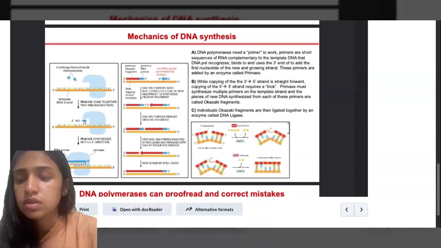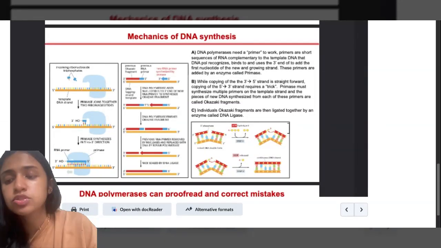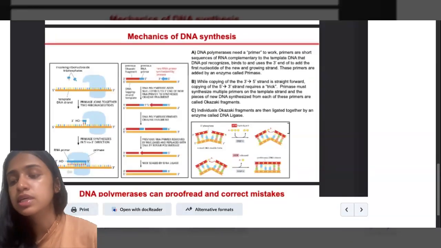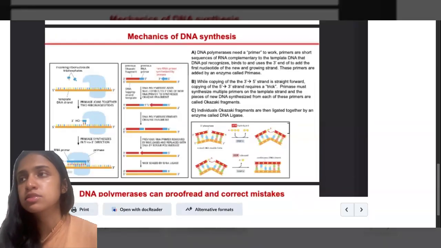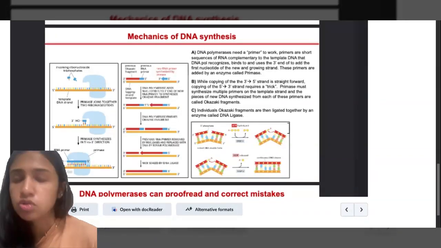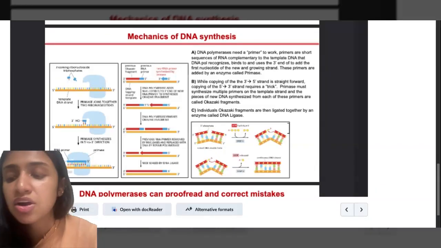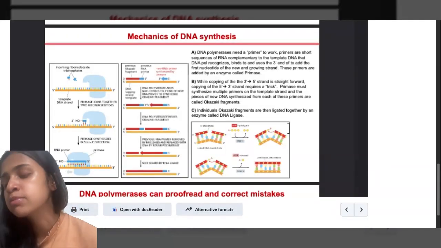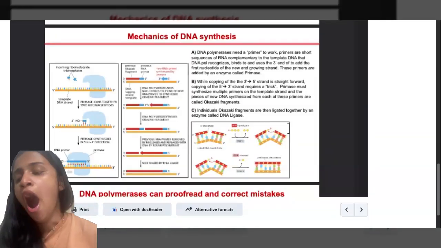So the whole lagging process summarized. You have the primase that's making the RNA primer, the DNA polymerase is making the Okazaki fragment. The RNA primer is removed, ligase is used to glue the gaps between. No, I'm sorry. Our DNA polymerase replaces the RNA with DNA, and ligase seals the fragments into a continuous DNA strand.